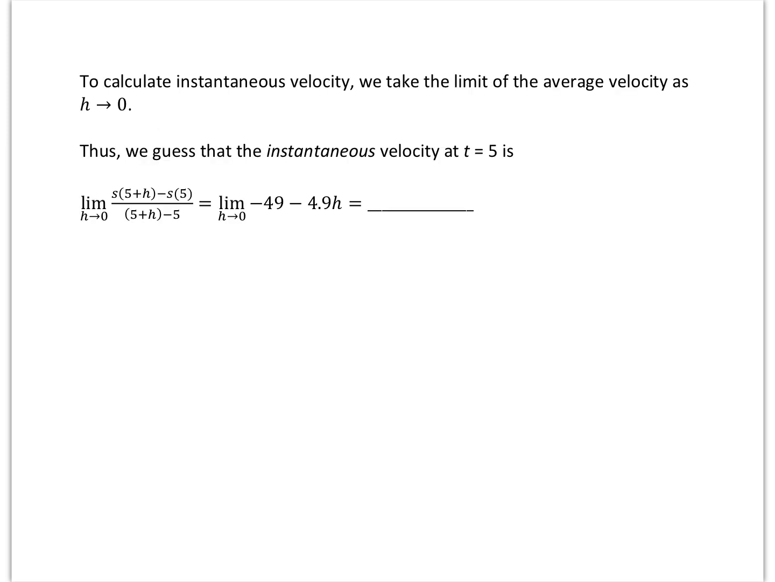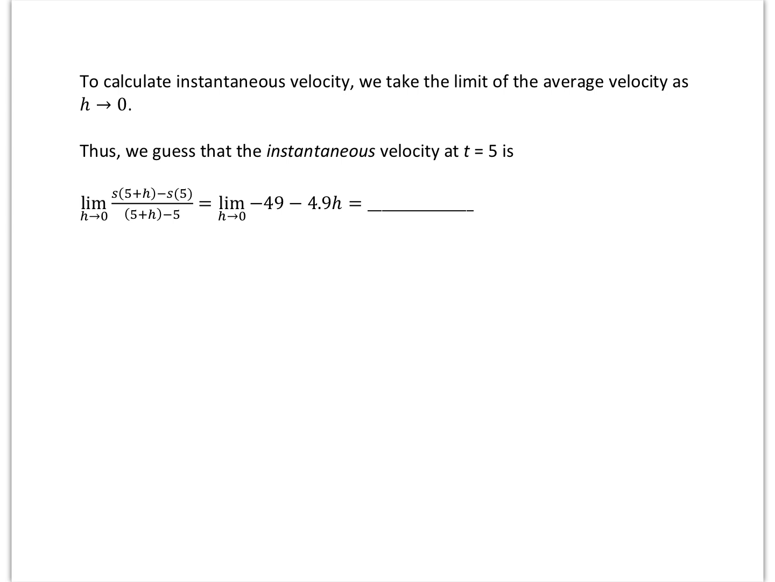To calculate the instantaneous velocity at t equals 5, we let h go to 0. We let the varying point approach the fixed point. We let that distance h between the varying point and the fixed point approach 0. So our final calculation is that the instantaneous velocity at t equals 5 is just the average velocity from 5 to 5 plus h, but then we take a limit as h goes to 0, as the distance between the 2 points goes to 0.